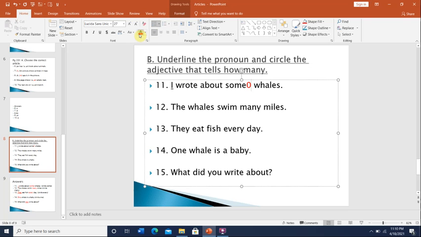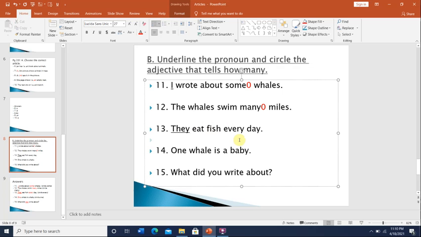Number 12. The whales swim many miles. Are there any pronouns here? No. Whales is a noun. Swim many miles. Many is an adjective that tells how many, so we will circle many. Number 13. They eat fish every day. They is a pronoun because that means more than one whale. So the pronoun for the whales would be they.